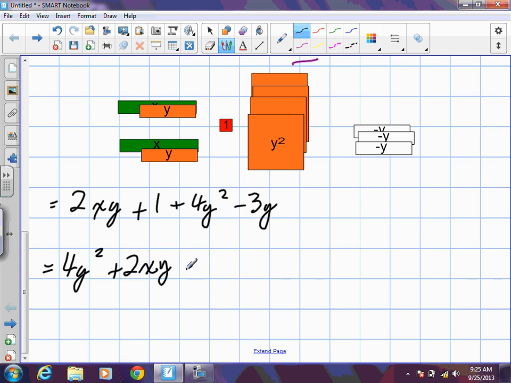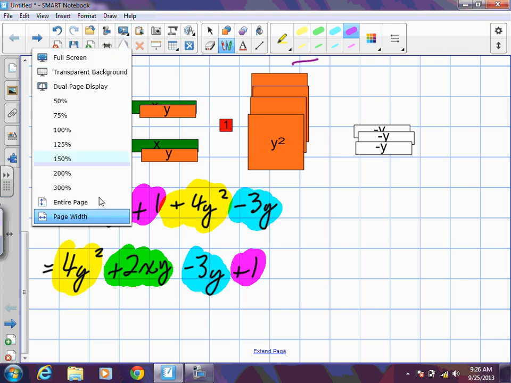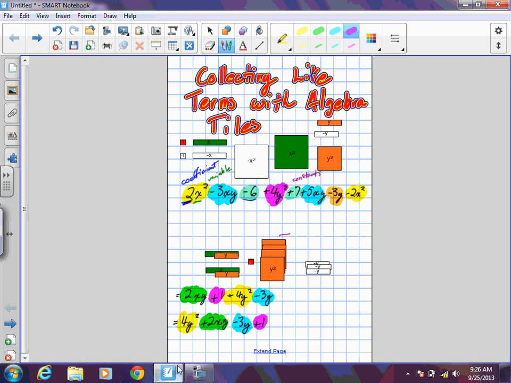And if you want to see where those all came from, okay, this was our positive 4y squared. This was our positive 2xy. This was our negative 3y. And finally, our last term, which is positive 1. So your answer was 4y squared plus 2xy minus 3y plus 1. Okay. Now, we don't always have to use algebra tiles to solve this, but we did.